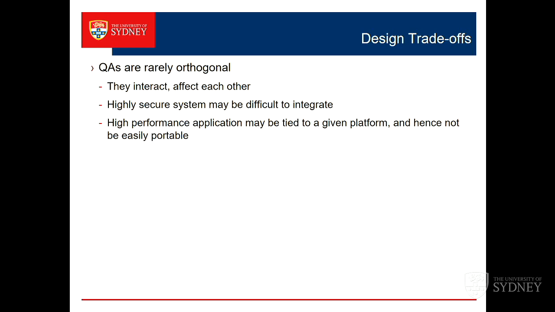A highly secure system may be slower, it might be harder to integrate, it might be harder to use. A very high performance application might be high performance because it's really highly tuned. You've gone through and tailored everything possible, which means it's probably not very portable anymore because you're going to have to do all that work again when you change something.